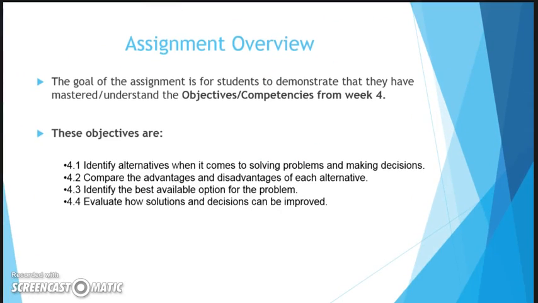Like in previous weeks, the goal of the assignment is to help you better understand the objectives for the week. And again, I've listed the objectives here. They are to identify alternatives when it comes to problem solving, and be able to compare those alternatives. What are the advantages and disadvantages of the options that you've selected? Identify the best solution for the problem and then evaluate how the solution worked out and how decision making can be improved. So that is the overview of what we hope to learn and apply critical thinking to problem solving in week 4.